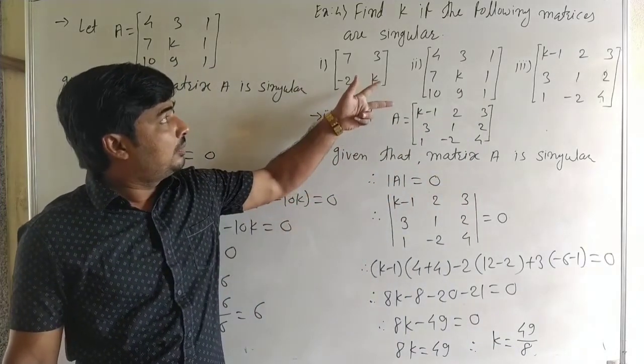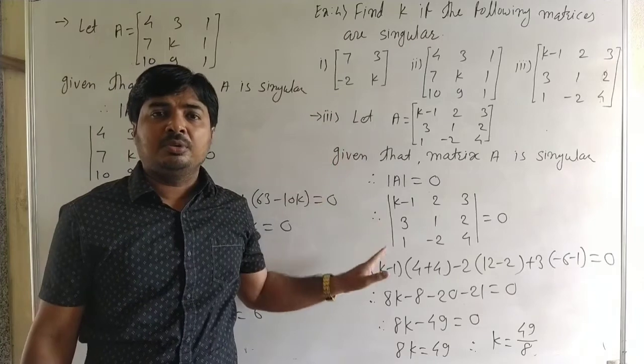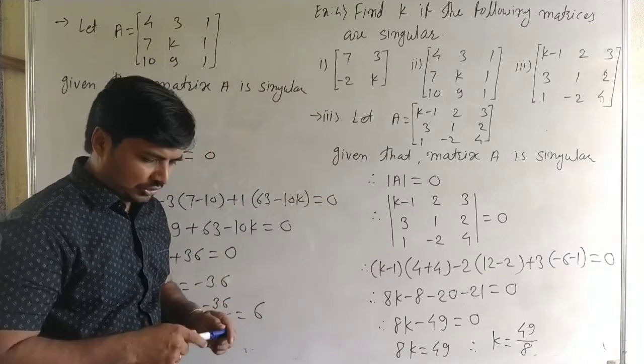If the matrix is singular, then the determinant of the matrix is 0. Okay. Now we see the next example.